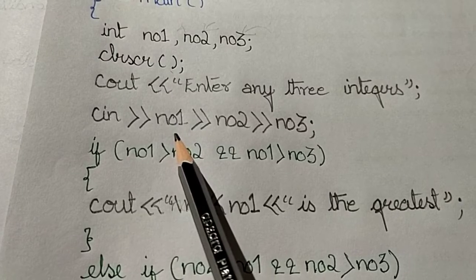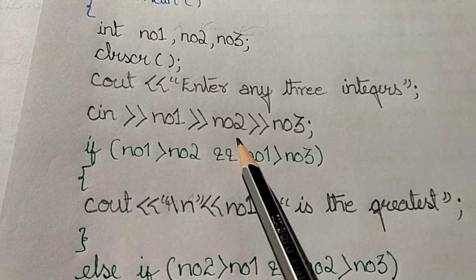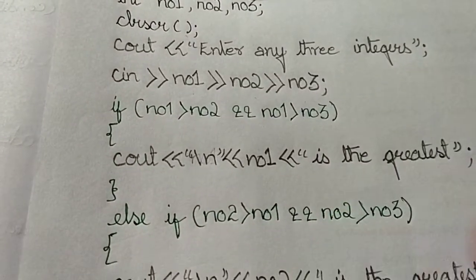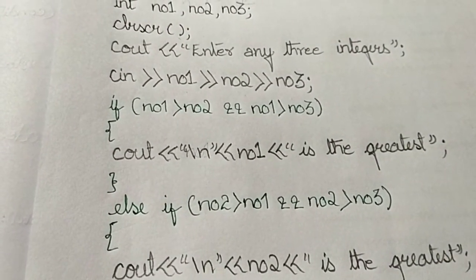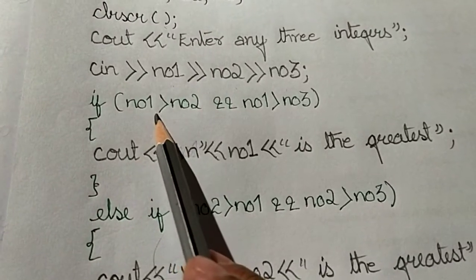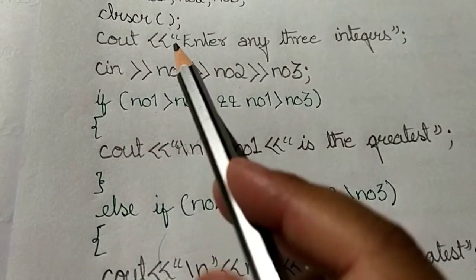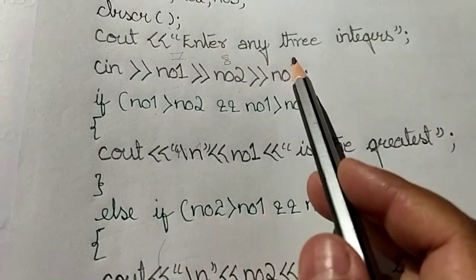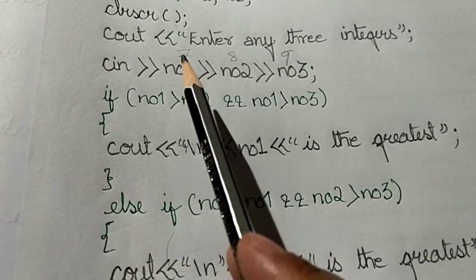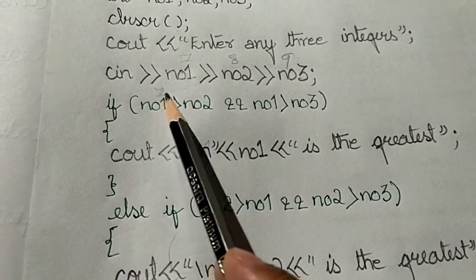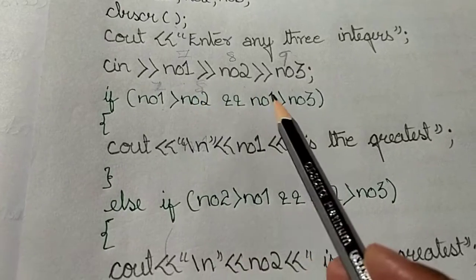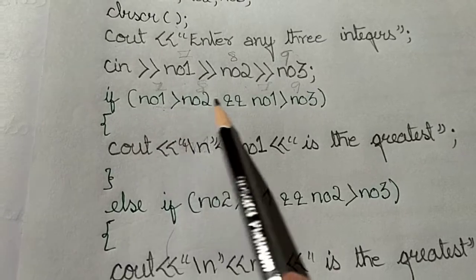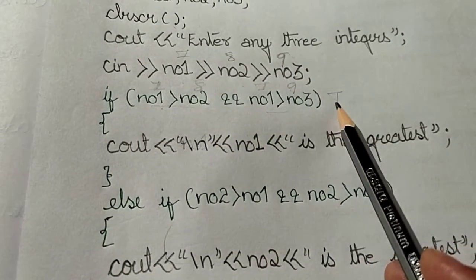The first one will go to the first variable, the second to the second, and the last one to the third variable. Now over here I'm using the multiple if statement. First I test the number one that I input. Let's say I input 7, I input 8, and I input 9. So over here I compare: 7 should be greater than 8 and 7 should be greater than 9. Both these conditions should be true.